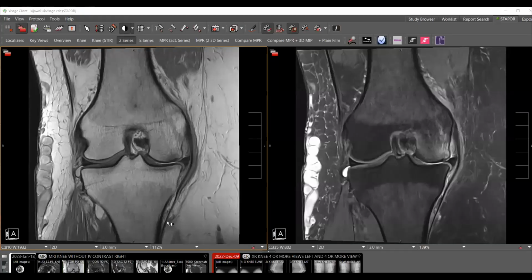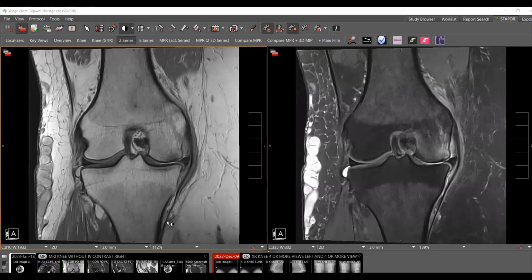Now, in this last case, this is a nice example of diffuse cartilage loss. Diffuse cartilage loss is a very common finding of advanced cartilage degeneration, typically associated with radiographic evidence of osteoarthritis. As cartilage degeneration progresses, multifocal cartilage defects coalesce into large areas of cartilage loss.